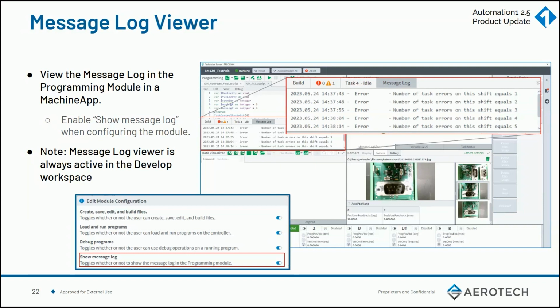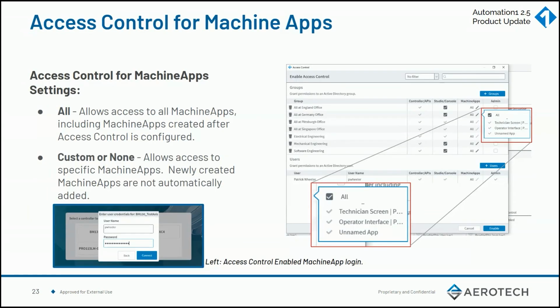And a note, the message log viewer is always active in the develop workspace. So in our actual program development space, we show this message log to you all the time. If you use the message log functions, they'll show up for you. That's what makes it such a great tool for development, debugging, troubleshooting, and those types of functions. Moving on to access control for machine apps.